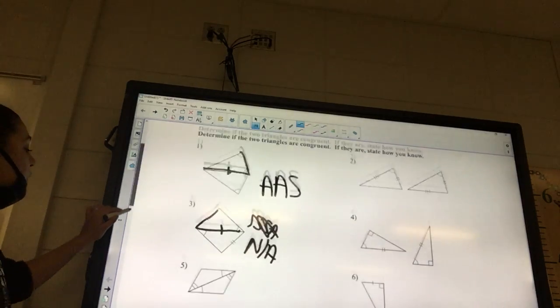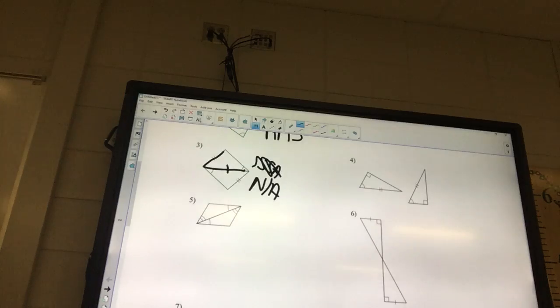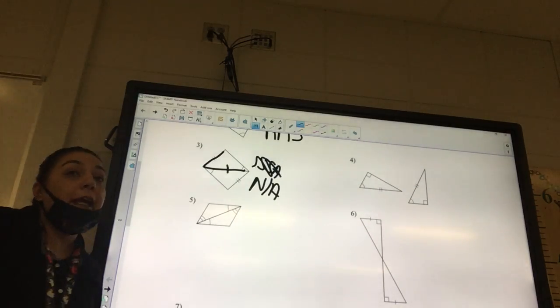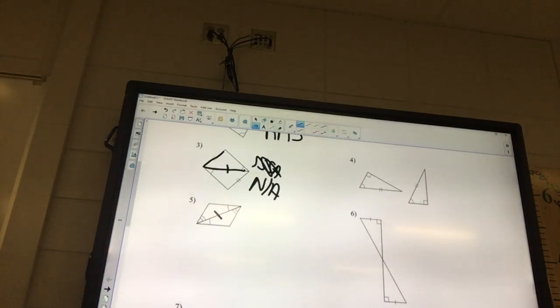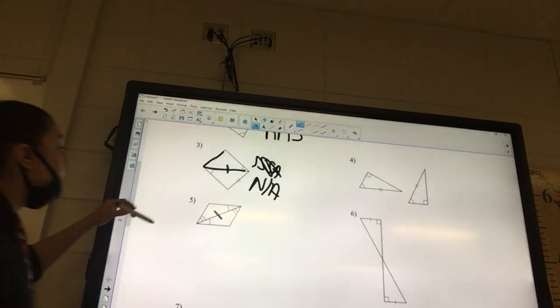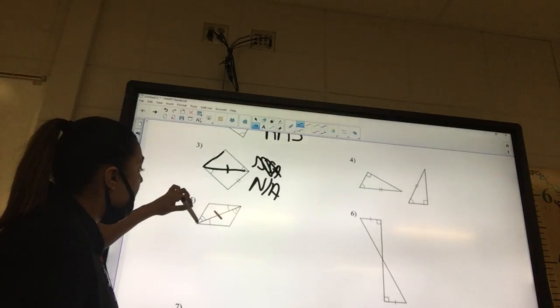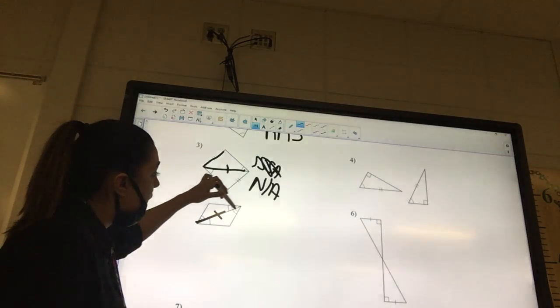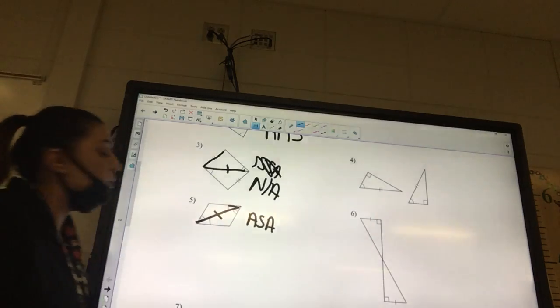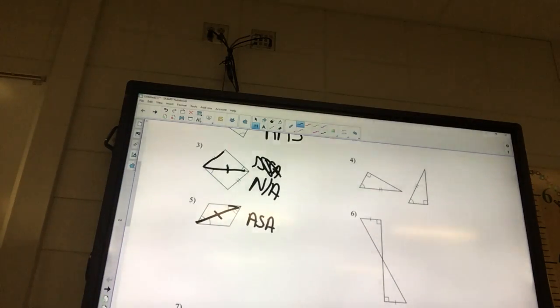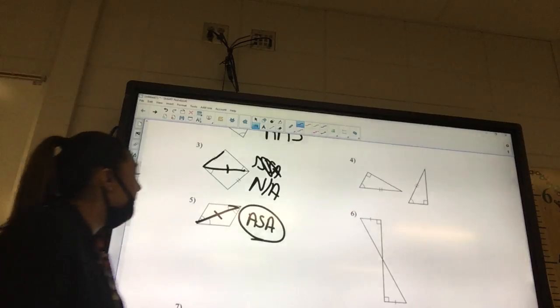Okay, look at 5. What is marked? What is pre-marked for us? 2 angles. Okay, is there anything we can mark? The middle. Okay, so pick your pencil, start on one of the triangles. I'm going to start here. So I'm at an angle, side, angle. Does that help us? Yeah, it's one of the options. So it's going to be angle, side, angle.